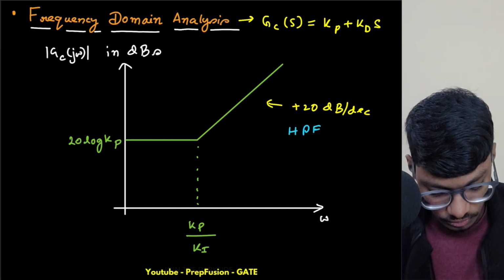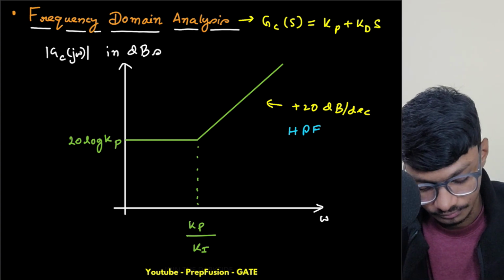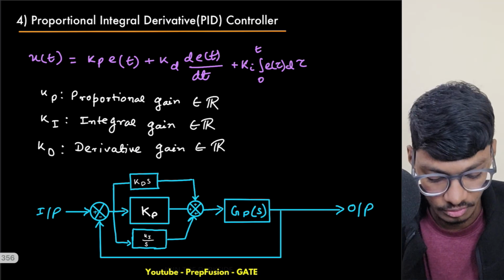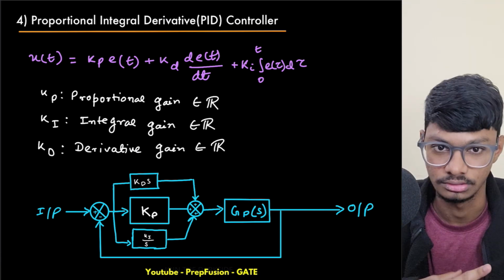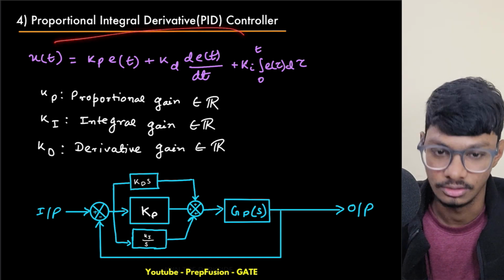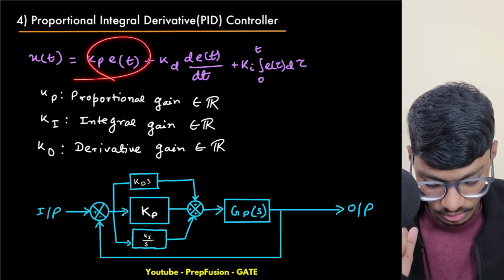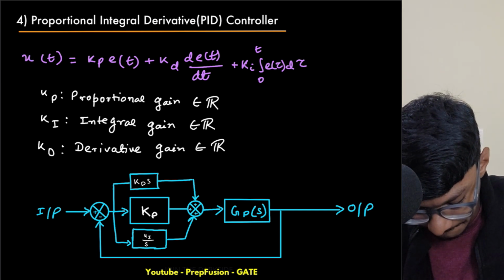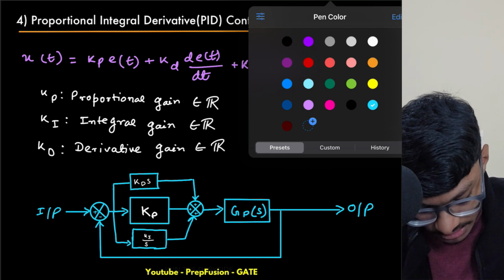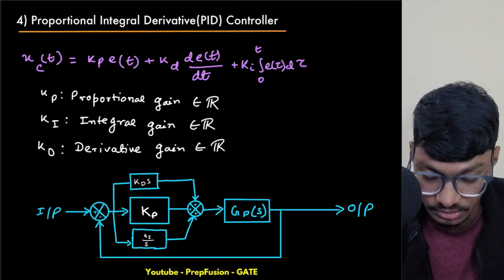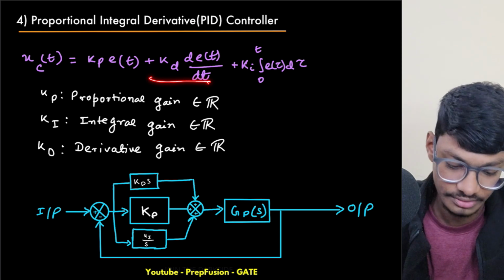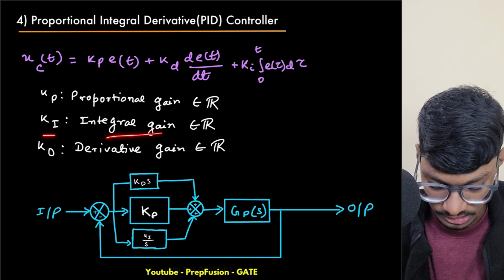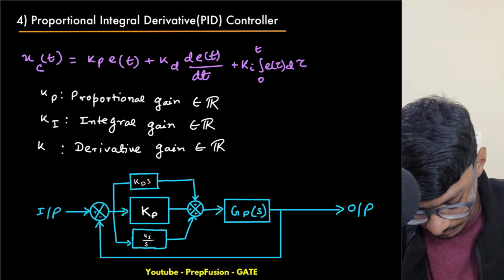Okay, so this is what the frequency domain analysis is. Now let's go to the controller that is generally used in actual control systems, the PID controller. Here, the output of the PID controller, UC of S, is proportional to the error signal, the differentiation of the error signal, and the integration of the error signal. Three things: Kp is the proportional gain, Ki is the integral gain, Kd is the derivative gain.